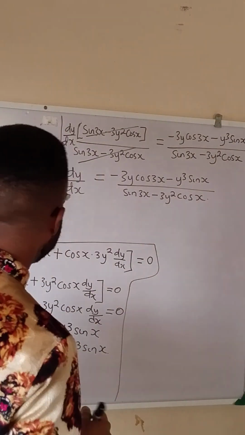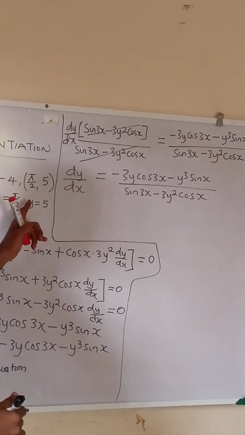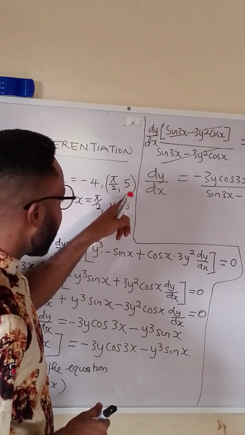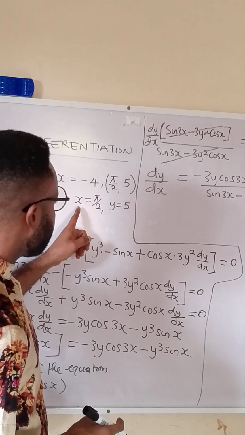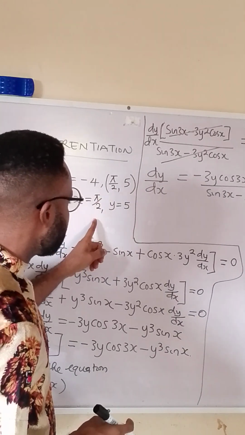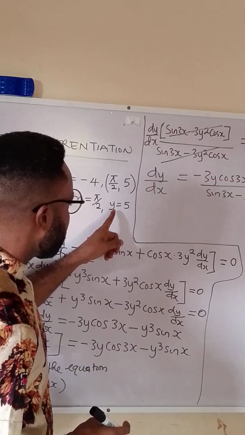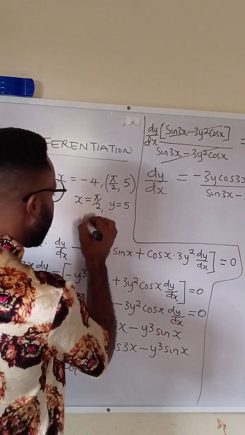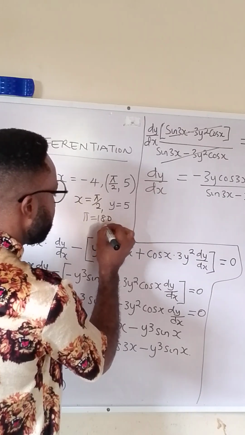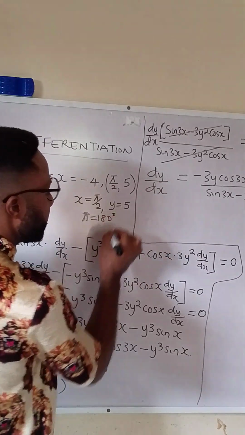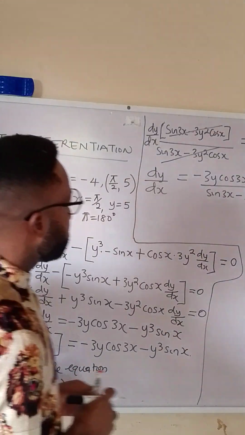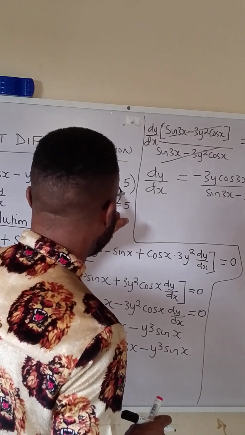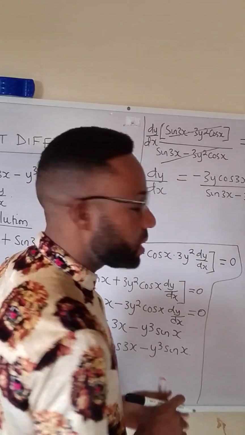And so remember that we have been given an initial condition here, that our point is (pi over 2, 5), which means that x is equal to pi over 2 and y is equal to 5. And because we are dealing with angles, the value of pi here is 180 degrees. So at this point we substitute the values of x and y into this equation.